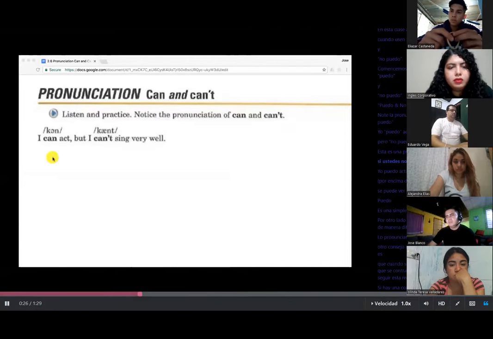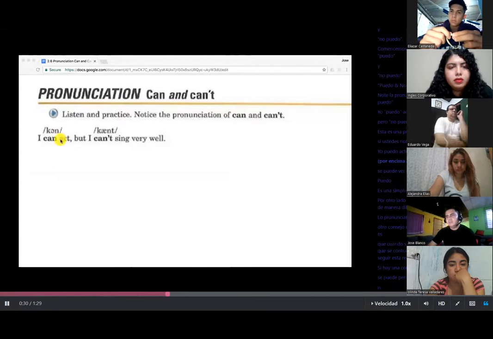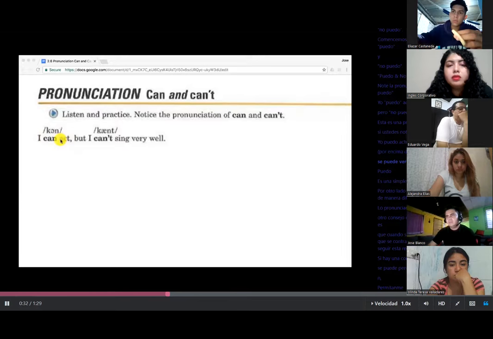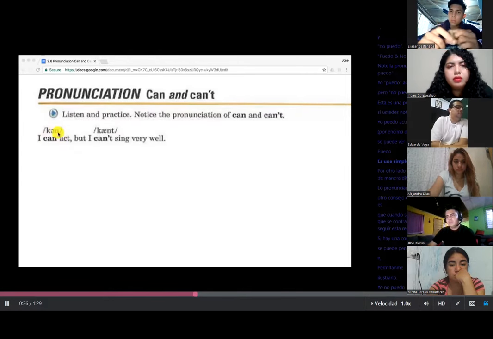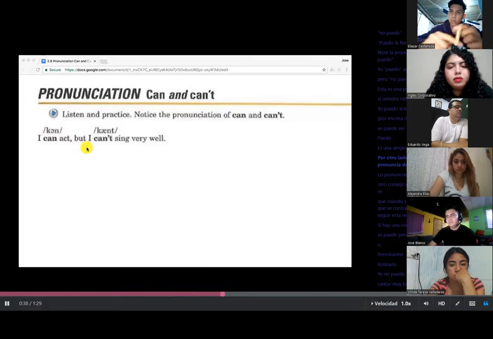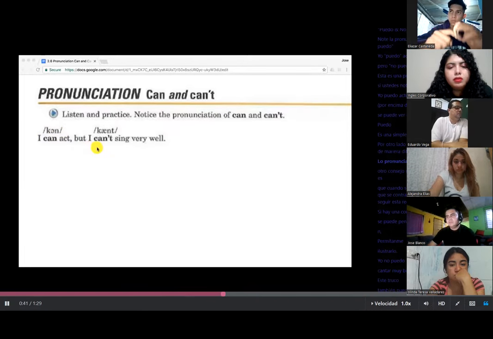If you notice the positive statement, I can act. Above the word, you can see how that is pronounced, can, as the pronunciation symbol. On the other hand, the negative statement is pronounced differently. We will pronounce it as can't.